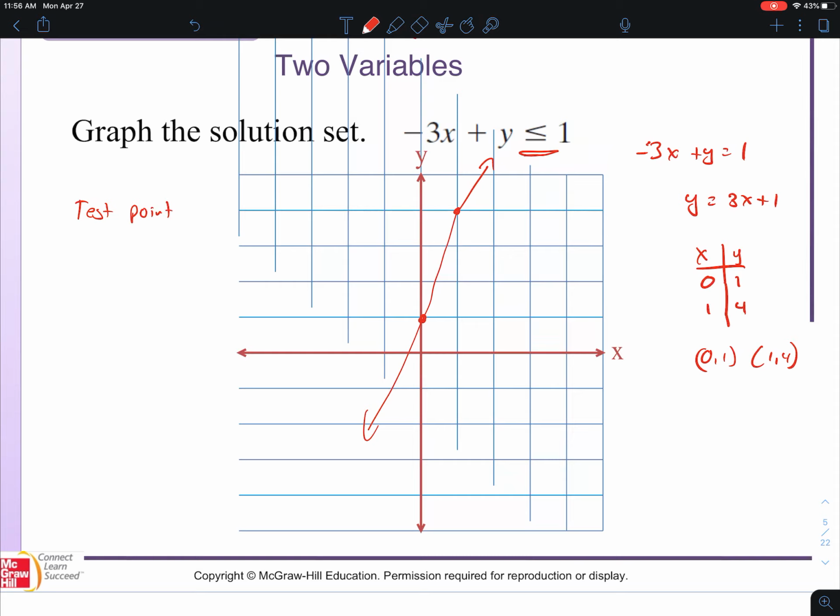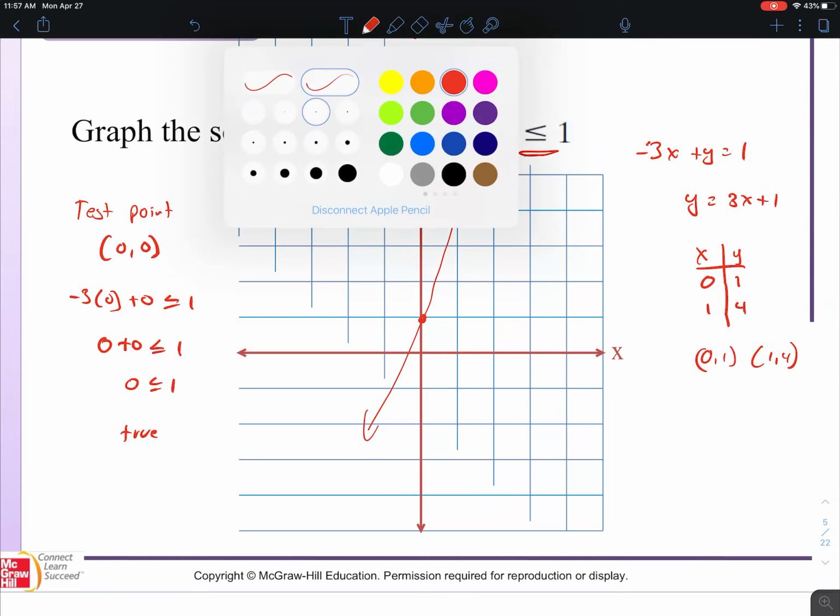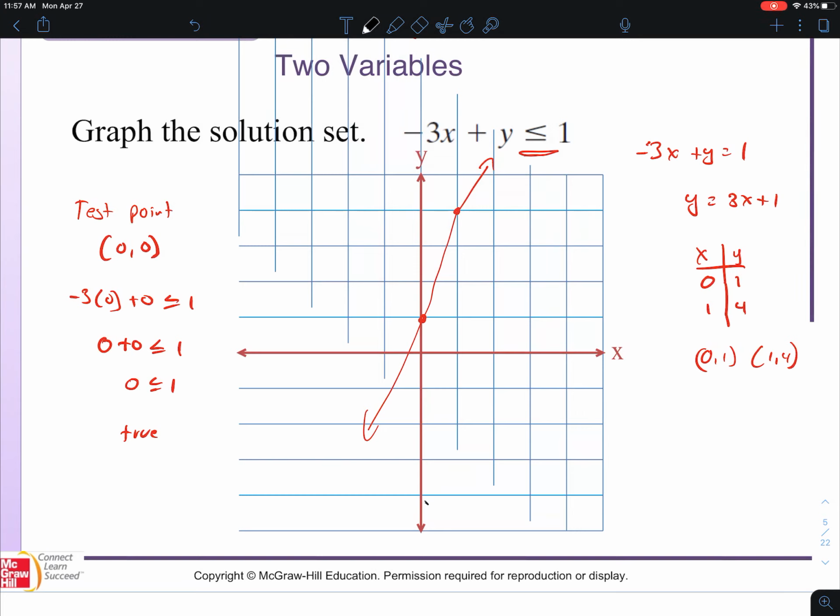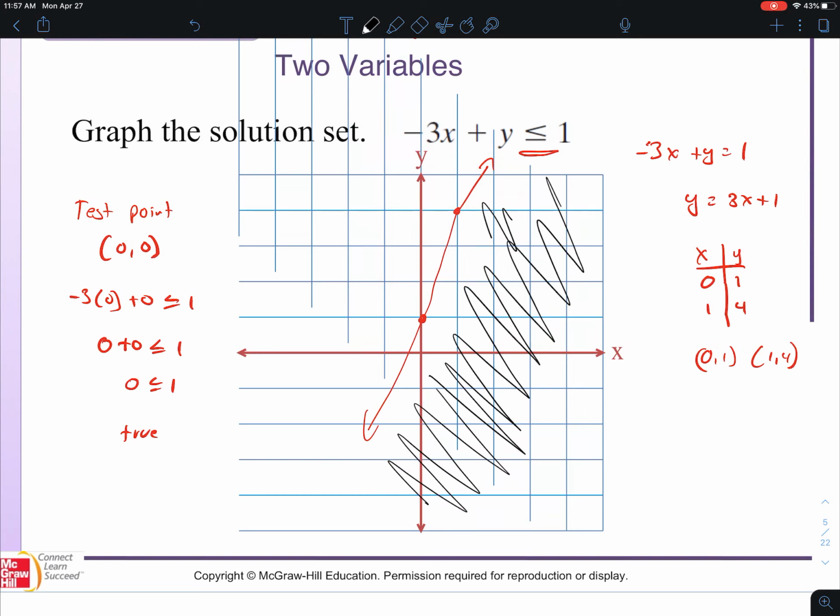Next thing you're going to do is pick a test point. Now, the test point can be on this side or it can be on this side, right? Don't pick a test point that's on the actual line. So I'm just going to pick the origin. If you can pick the origin, then just pick it, because it just makes life easier. So I'm going to plug in 0 for x, and I'm going to plug in 0 for y. So 0 plus 0 is less than or equal to 1. 0 is less than or equal to 1. That's a true statement. Since that is a true statement, I'm going to shade the region where my test point lies, which is this region right here.